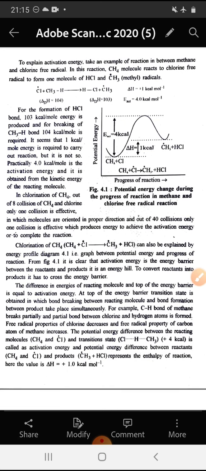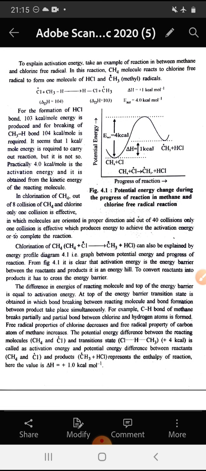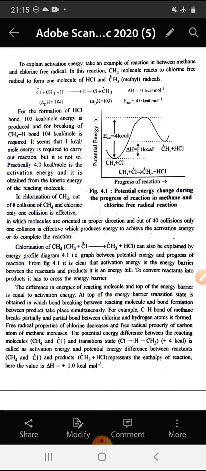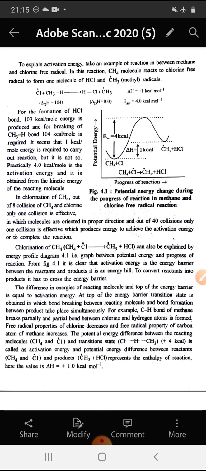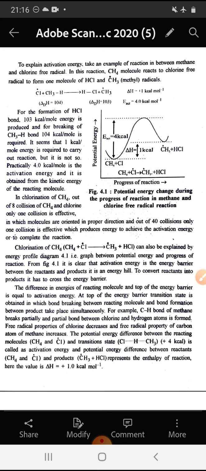So now, from the above reaction, it is clear that for the formation of the HCl bond, 103 kilocalorie per mole energy is produced, and for breaking of the CH3-H bond, 104 kilocalorie per mole is required. It seems that 1 kilocalorie per mole energy is required to carry out the reaction, but it is not so.